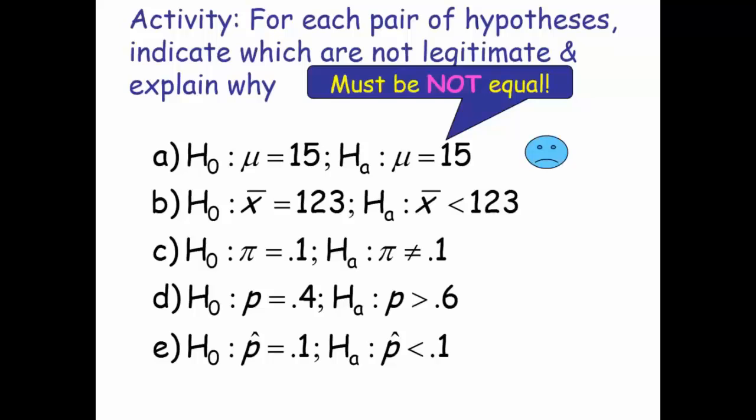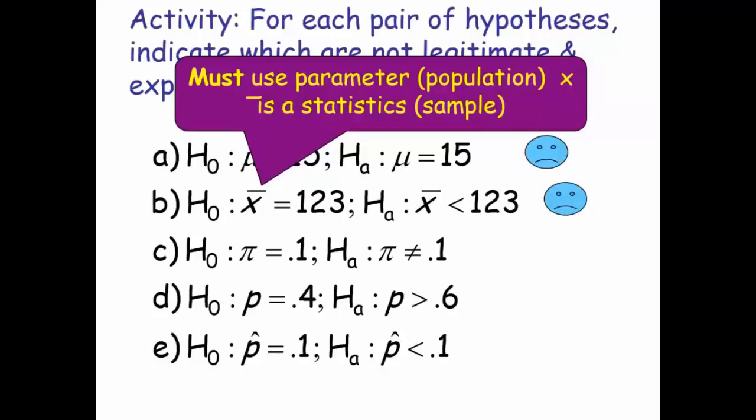Statement B. x bar is equal to 123, and the alternative is that it's less than 123, and that actually is not cool either. The problem being the variable that they used needs to represent the population and not the statistic, not the sample. So x bar is the problem in that case.